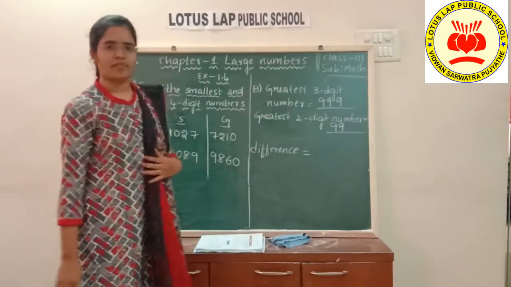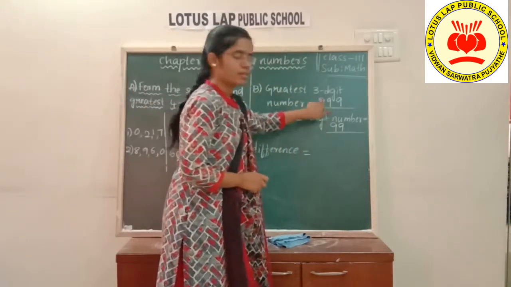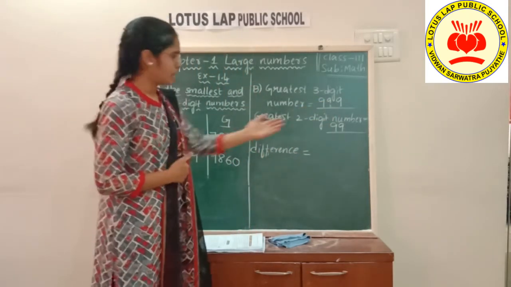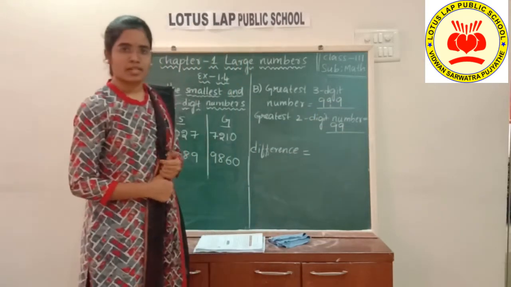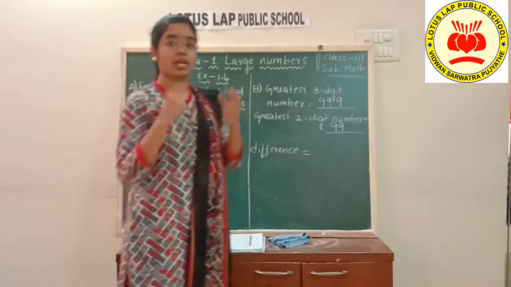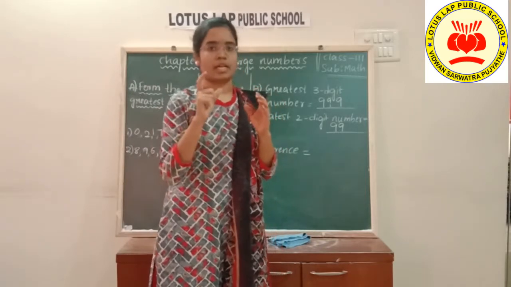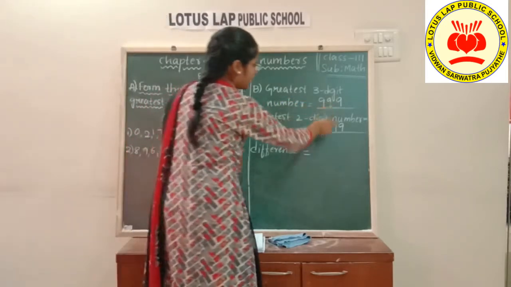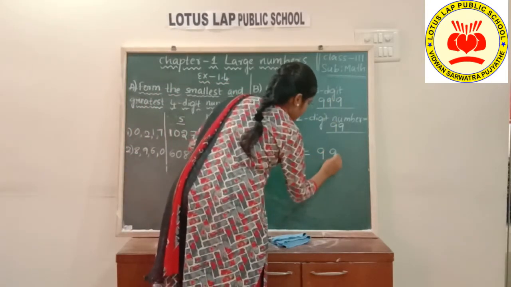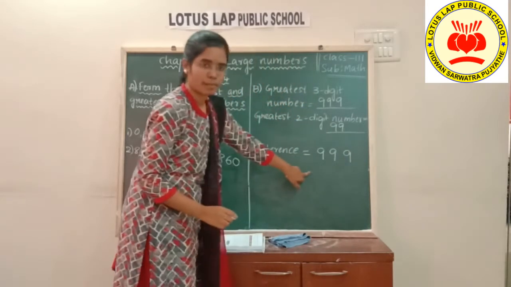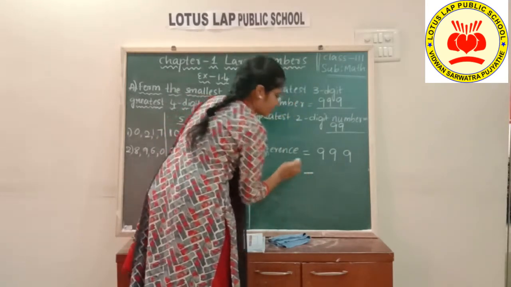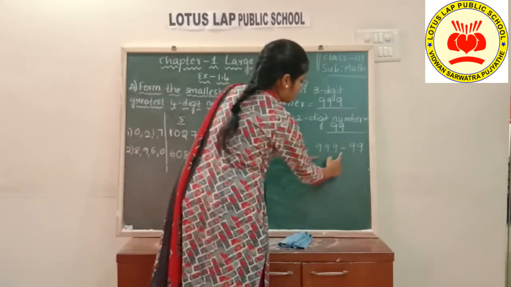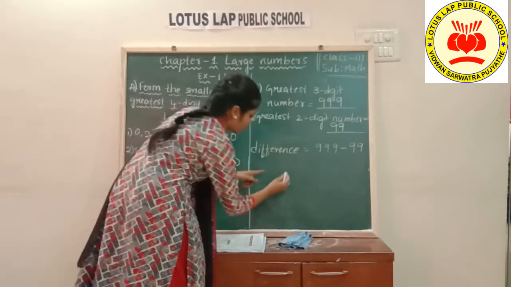See, children, for the difference we have 2 numbers here, 999 and 99. So which one do we need to write first? 99 or 999? Always in subtraction we need to write the bigger number first and next subtract the smaller one from the bigger one. So the bigger number is 999. Okay, as we are doing subtraction, the symbol will be minus. 999 minus 99. Now we shall do the subtraction.